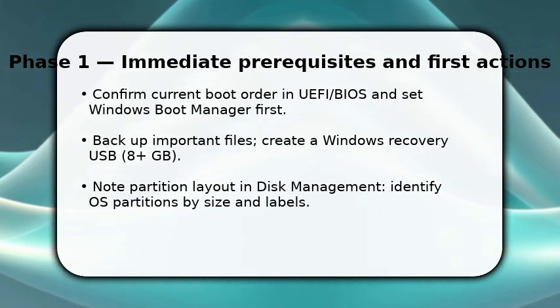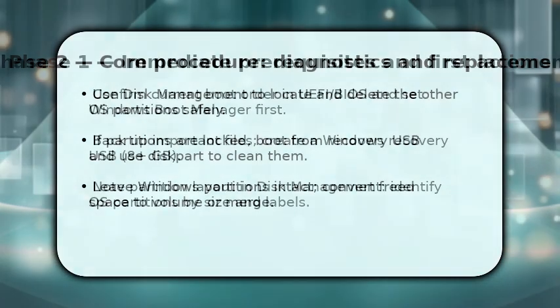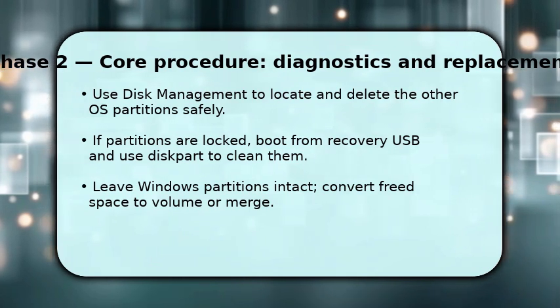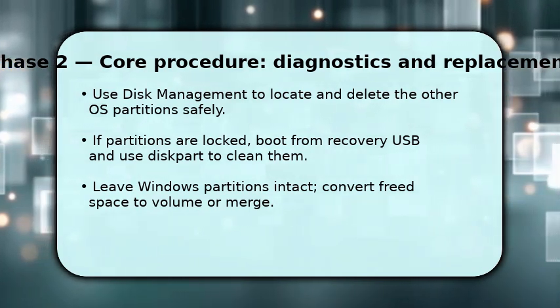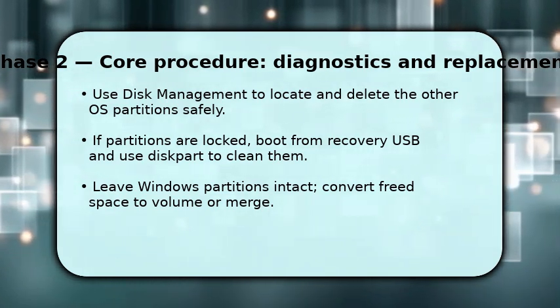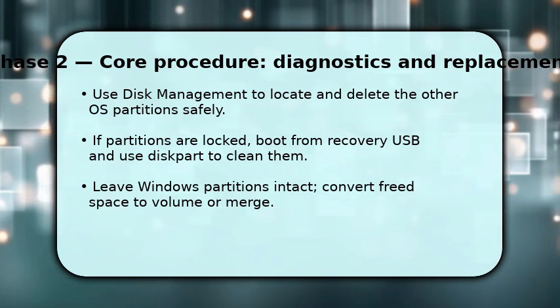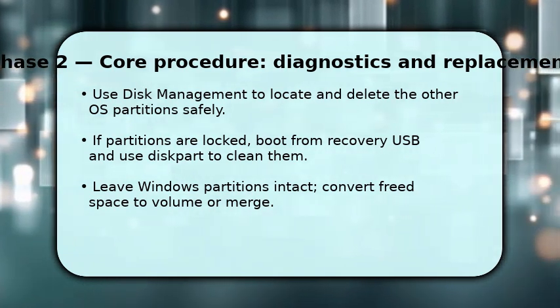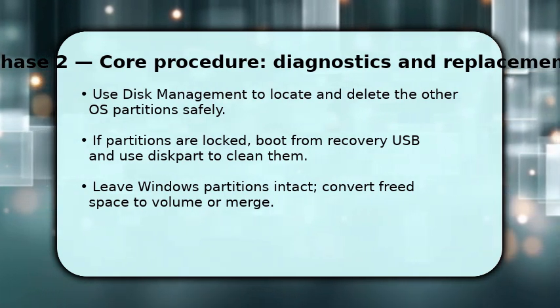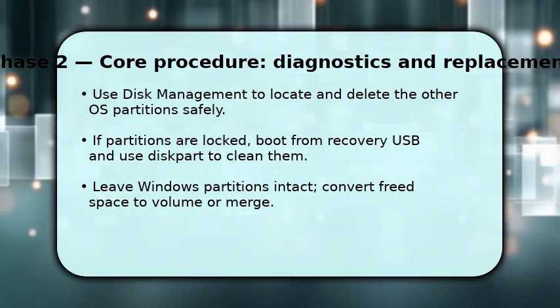You now remove the foreign OS partitions. Open Disk Management, identify the non-Windows partitions by size and label, then right-click and delete volume. If Windows blocks deletion, boot the recovery USB and run diskpart. List disk, select disk X, list partition, select partition Y, and delete partition. Be careful, deleting the wrong partition breaks Windows.